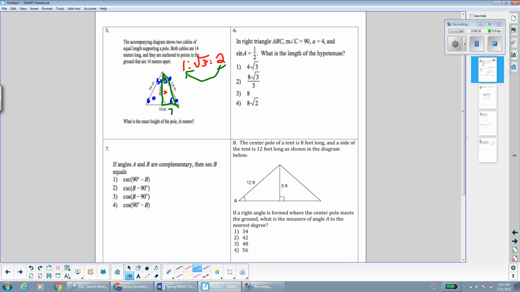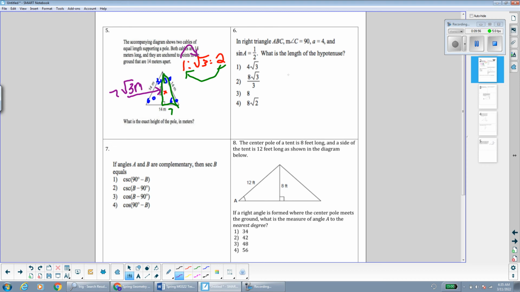Now all we need to do is go from the smallest side to the middle biggest side. And we know to go from the smallest side to the middle biggest side, we multiply by radical 3. So the middle biggest side, which is the height that we're looking for, would be the smallest side times radical 3, which would be 7 radical 3. And there we have it, 7 radical 3 meters. That's the exact height of the pole.